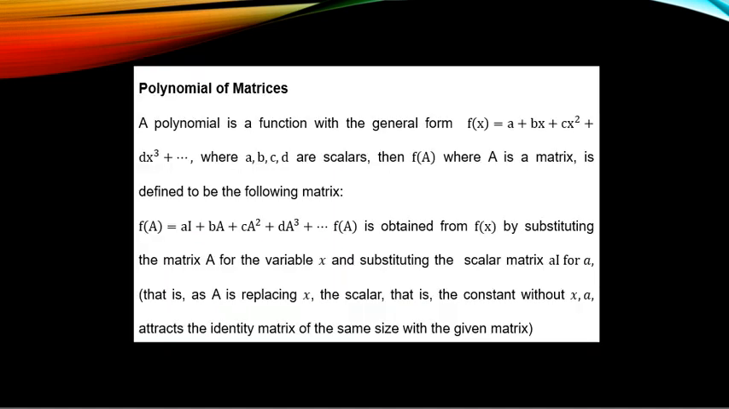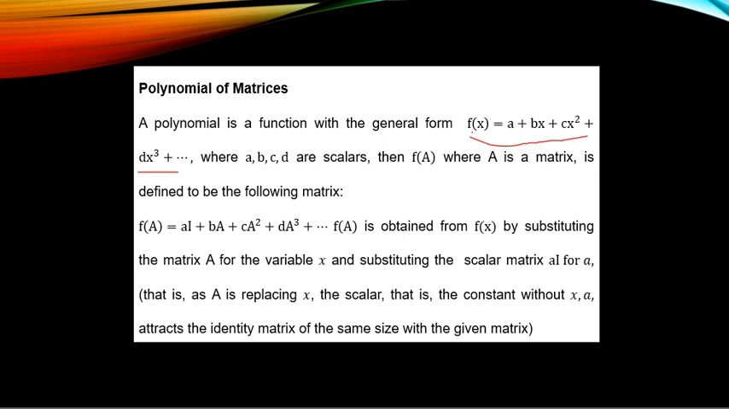Then let's look at polynomial of matrices. A polynomial is a function with the general form f of s. You can denote a function as f of s, and that function can be written as a plus bs plus cs squared plus ds cubed, and so on.